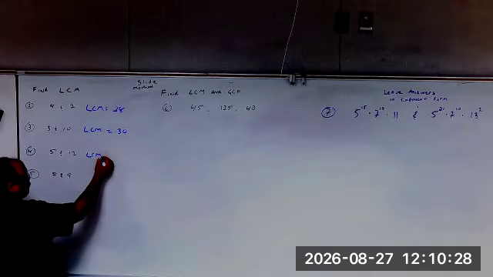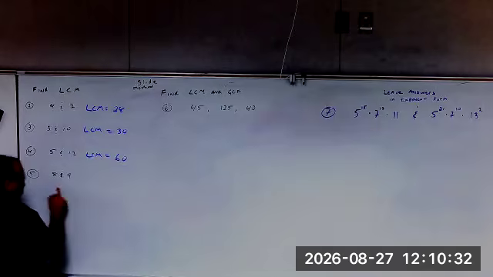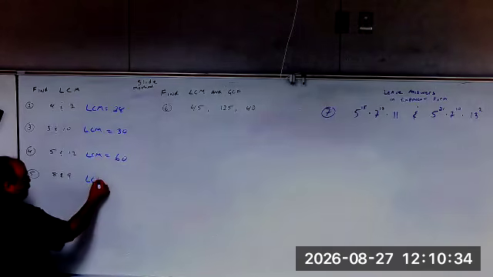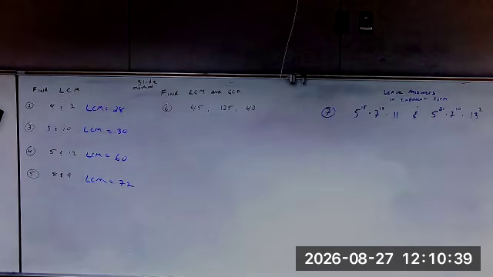So 5 and 12. What is it? 60. And the least common multiple for 8 and 9? 72. And if you are teaching, again, focus on your future career, each young student.